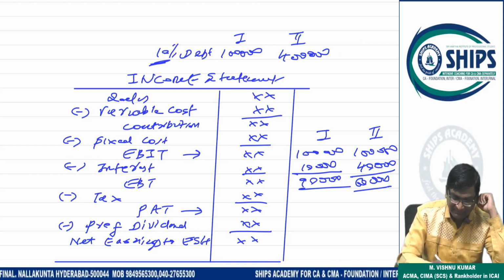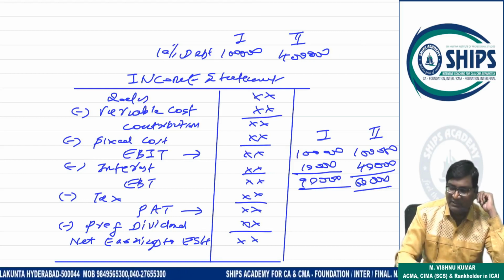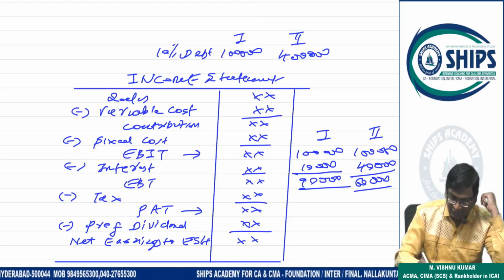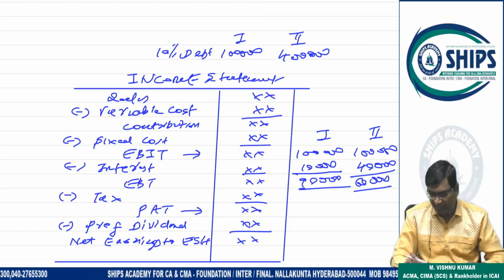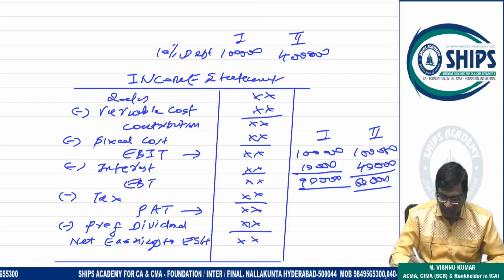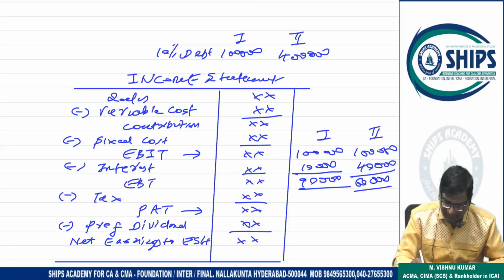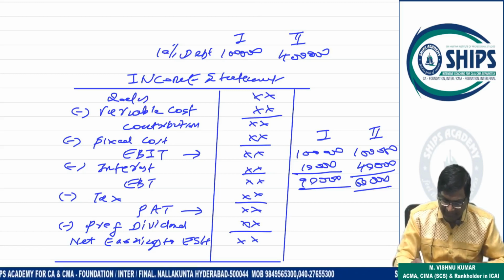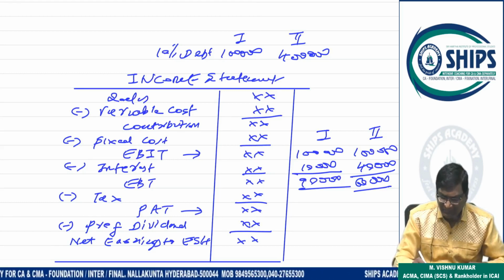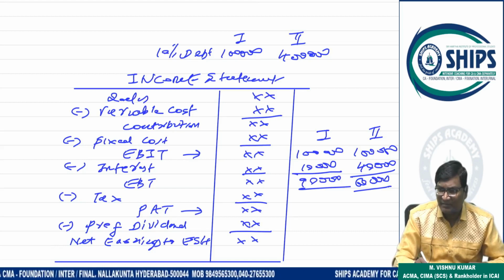How much? 1 lakh into 10%. How much? 10,000. So first situation, debenture interest is 10,000. Second situation, debenture interest is 40,000. Okay? Now in which situation does your earning decrease? Second. In the second, earning decreased, right? First situation earning is comparatively more. Second situation earning decreases because of debenture interest.